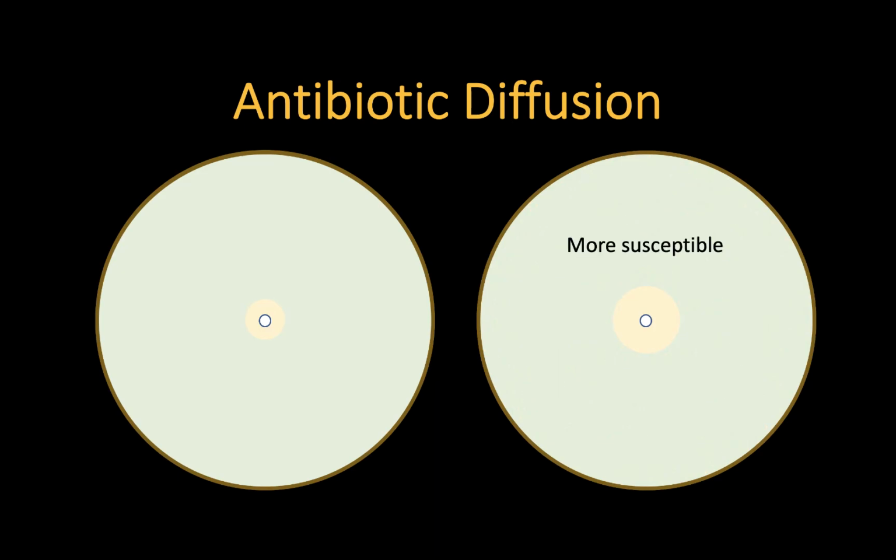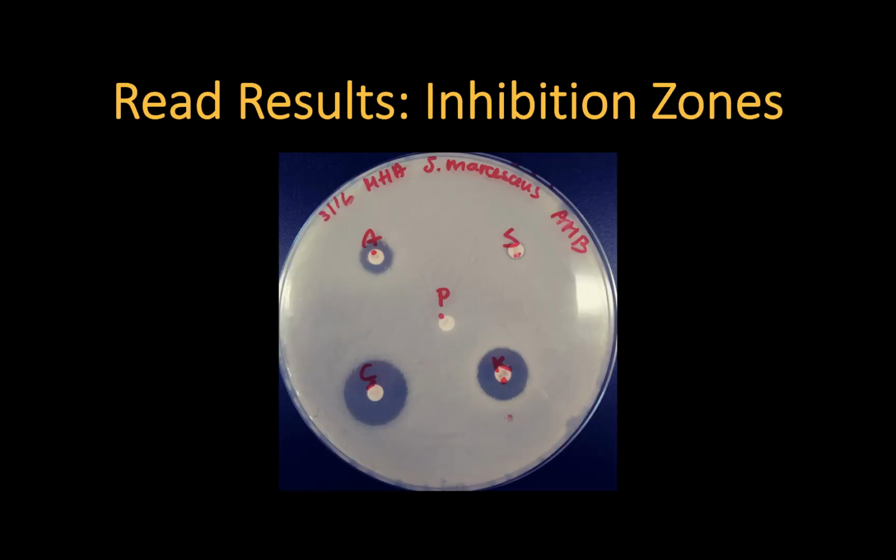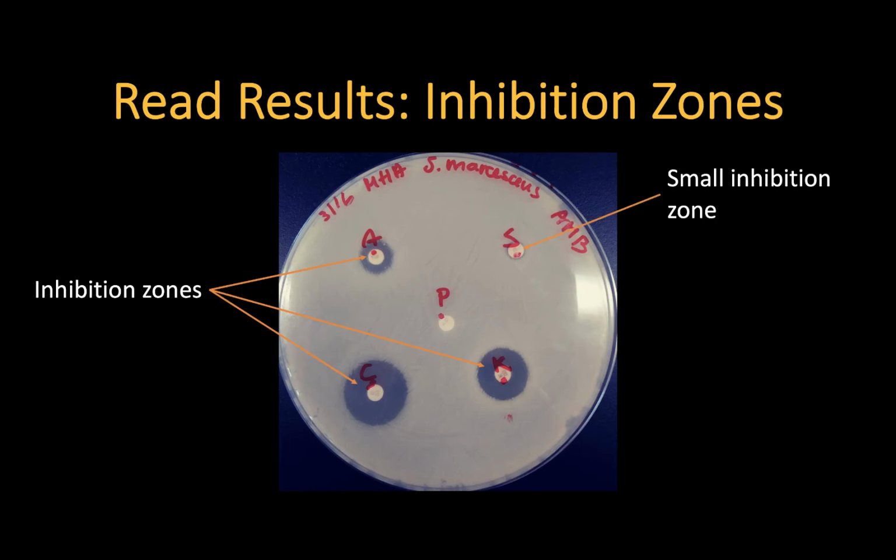Larger inhibition zones are created when the bacteria are susceptible to the antibiotic. Smaller inhibition zones are formed when the bacteria are resistant. Here's an example of a Kirby Bauer test after incubation. Some of the antibiotics are surrounded by obvious inhibition zones. Another has a small inhibition zone, and yet another lacks an inhibition zone.